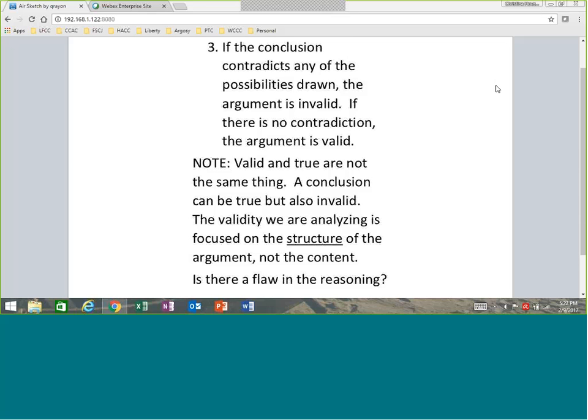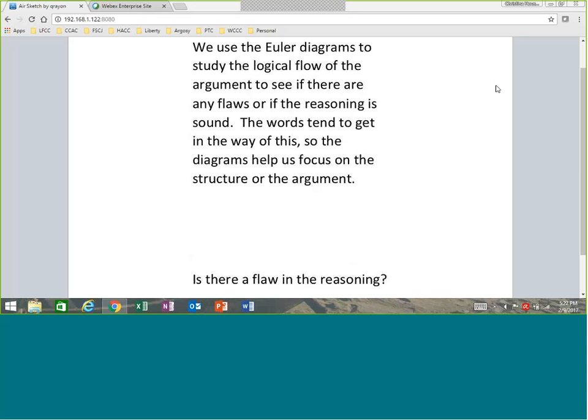So we're just looking to see, is there a flaw in the reasoning? Not necessarily. We're not looking at, is the conclusion true or false? And we'll see some examples of this. It'll be easy to tell. So we use the Euler diagrams to study the logical flow of the argument, to see if there are any flaws or if the reasoning is sound. And the words tend to get in the way. The content of it tends to get in the way. So the diagrams help us just focus on the structure of the argument to see if it's a logical argument.